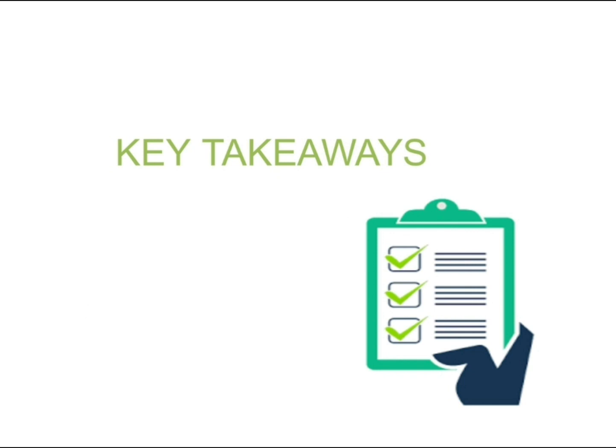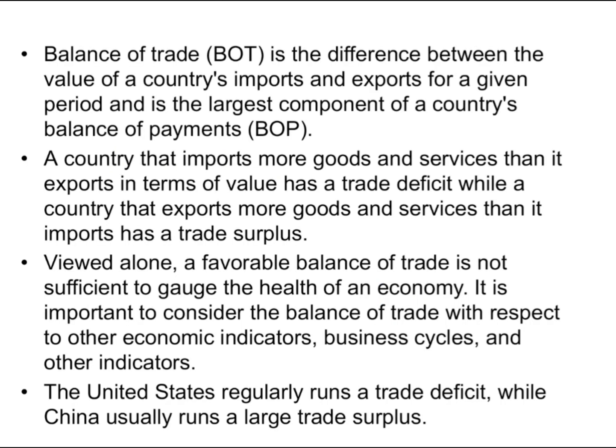In order to sum up, these are the most important ideas we spoke about in this video. So BOT is the difference between the value of the country's imports and exports for a given period, and it is the largest component of a country's balance of payments. And we can say that a country that imports more goods and services than it exports in terms of value has a trade deficit, while a country that exports more goods and services than it imports has a trade surplus.